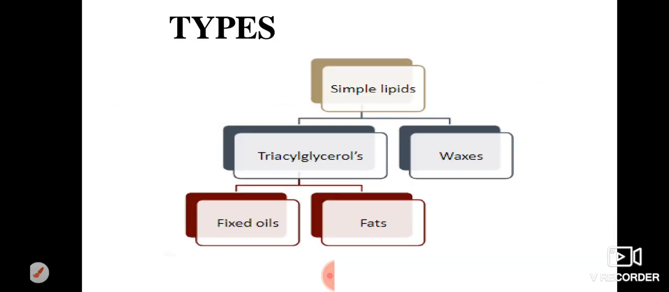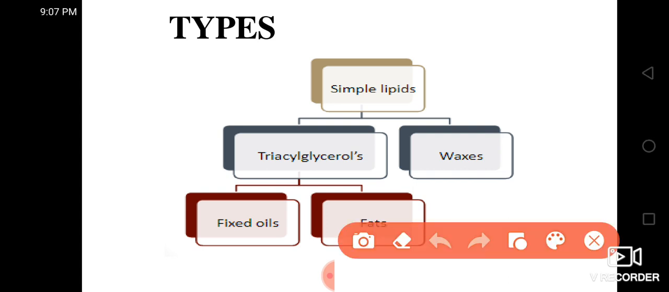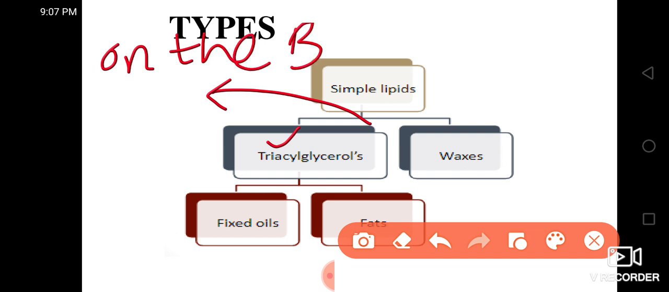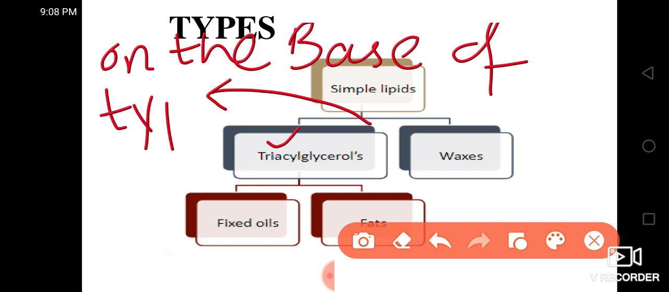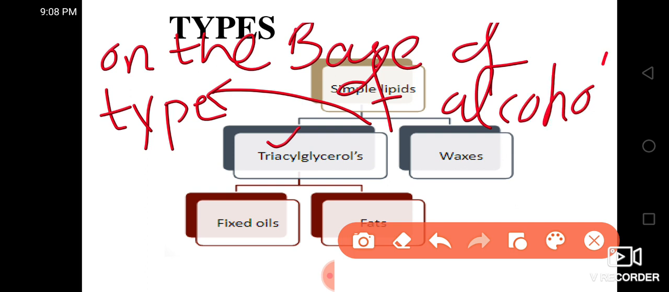Now we discuss the types of simple lipids. Simple lipids are classified into two types. The first is triacylglycerol. This division is on the basis of the type of alcohol, sorry for the bad writing. The type of alcohol determines the class.